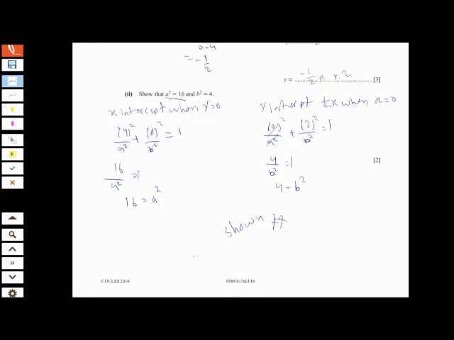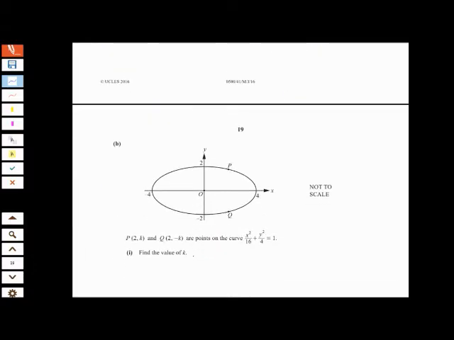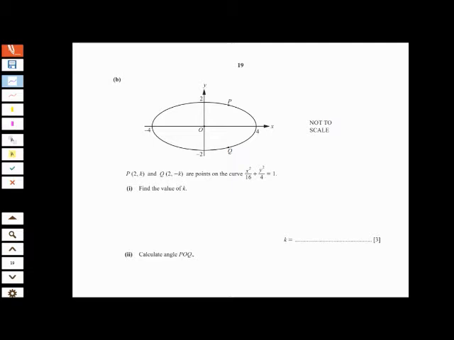Now moving on to the next question, question B. P is the point 2, k and Q is the point 2, negative k, are points on the curve. Find the value of k. How would you do that? You basically substitute this point in this equation. As you can see here there are two unknowns. How to find these two unknowns? You basically need two equations. So you first start with the first equation by substituting the first point, and the second equation is going to be substituting the second point. Actually, we don't need that second equation, so it's actually just the first equation.